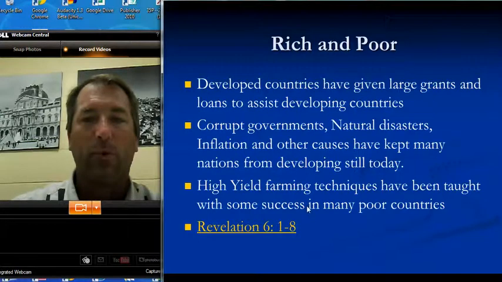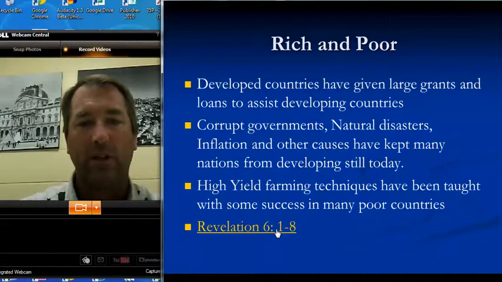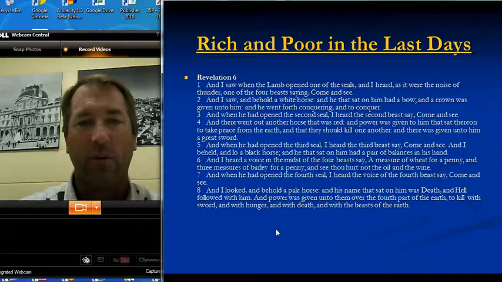So the rich and poor, again, it is mostly corrupt governments, but it can also be bad years of crops. Things can be a factor. This is talked about in the book of Revelation, chapter 6, where we see that there are always going to be those who have the wine and the oil, but there are also going to be those who don't, those who are poor and can just buy the basic means of existence.